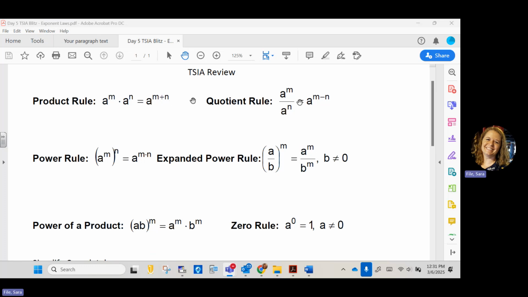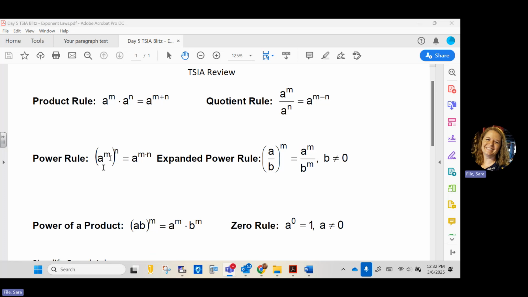And in line with that is the quotient rule. Quotient is when you divide. The opposite of multiply is divide, and the opposite of add is subtract. So if you have like base terms being divided, you will subtract their exponents when you condense them or combine them to a single base term. So that's product and quotient.